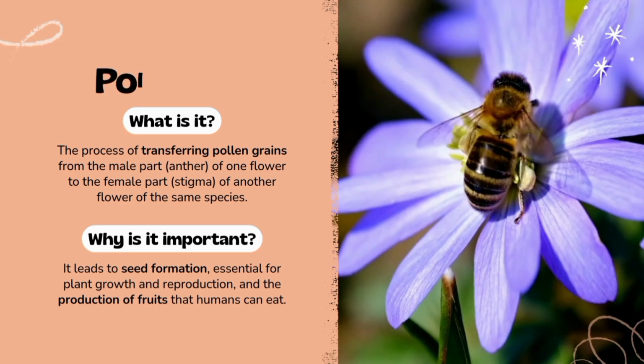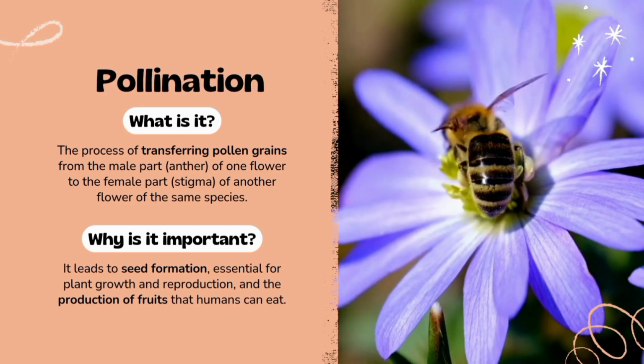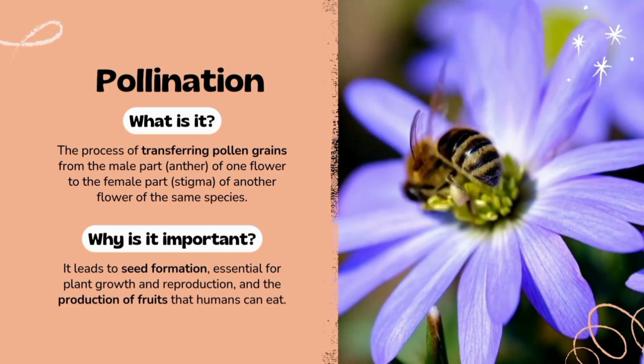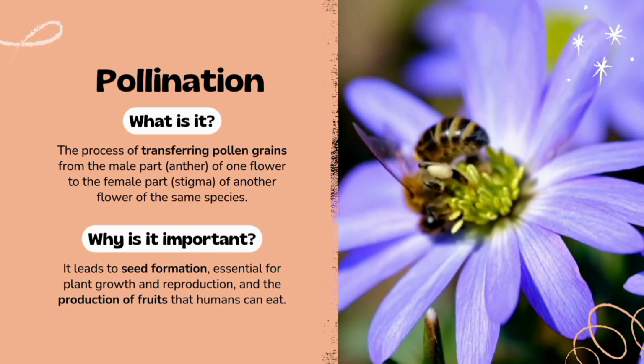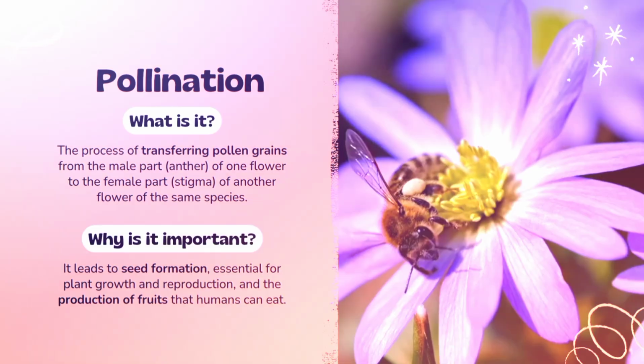Pollination. What is it? Pollination is the process of transferring pollen grains from the male part, the anther, of one flower to the female part, the stigma, of another flower of the same species. Why is it important? It leads to seed formation, essential for plant growth and reproduction, and the production of fruits that humans can eat.